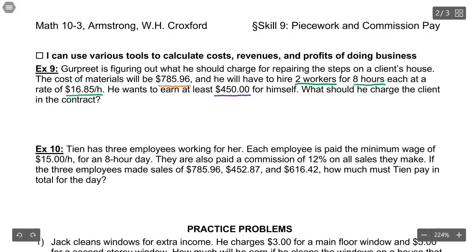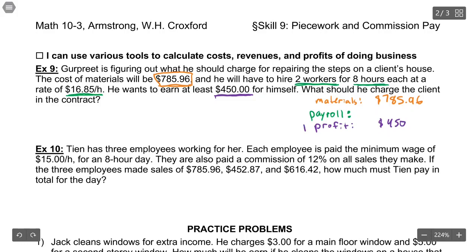So the big idea here is we're going to have 3 separate numbers. We're going to have our materials. The materials is just a straight $785.96. Right? He just has to pay for those materials. He's also going to have some sort of payroll. We'll figure that out in a second. The payroll, by the way, is just how much money they pay in wages. And we're going to figure that out based on this worker's hours and rate in a sec. But this last piece, this $450 he wants to earn for himself, that's his profit.